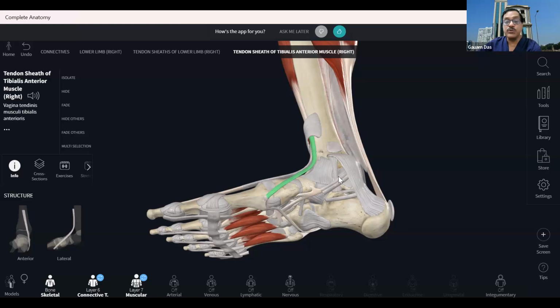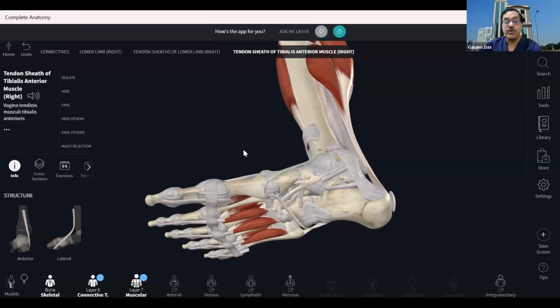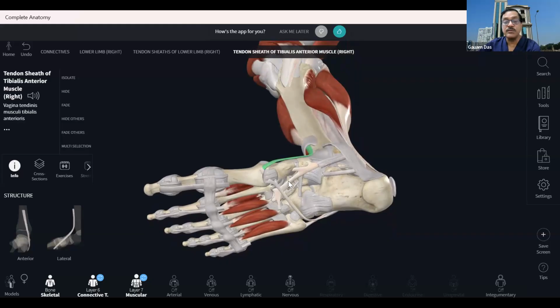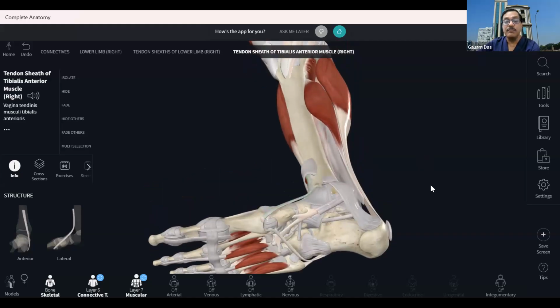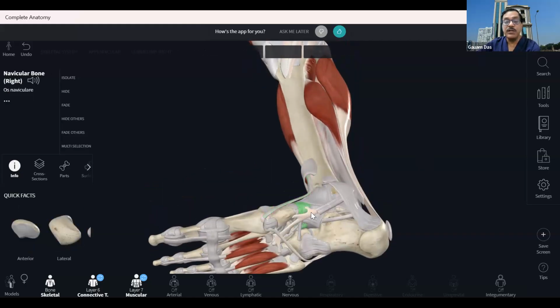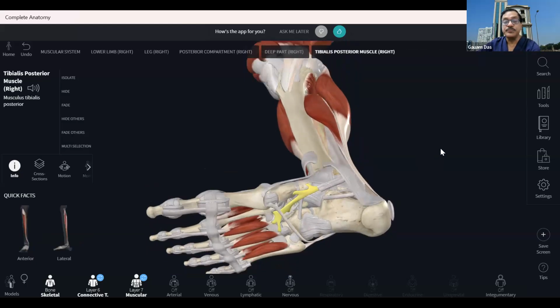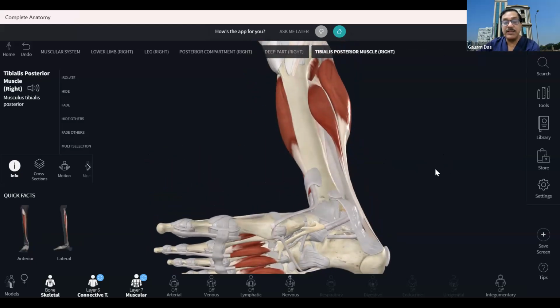And tibialis posterior, you see, is attached in a fan-shaped manner, a little bit to the heads of the first, second, third metatarsal bones, and a little bit also inserted into the navicular bone. So this is your tibialis posterior. So these are on the medial side.